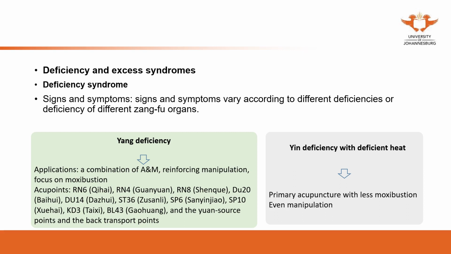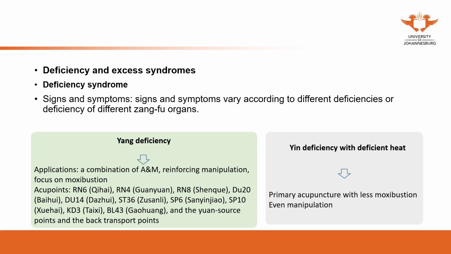Du 14, which we have mentioned previously, we used for relieving heat. But now we say we can use it to tonify the qi, especially the yang qi. How can that be possible? The same points, depending on which function we want to emphasize, which purpose we want to achieve, we choose different techniques. In this situation, on Du 14, we focus on moxibustion, or at least the combination of acupuncture and moxibustion.